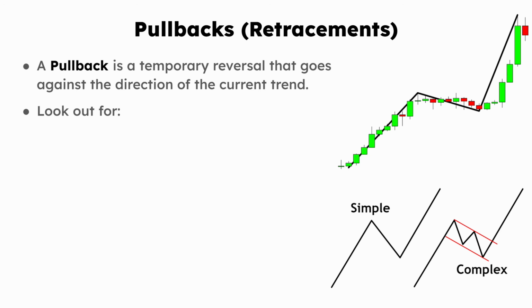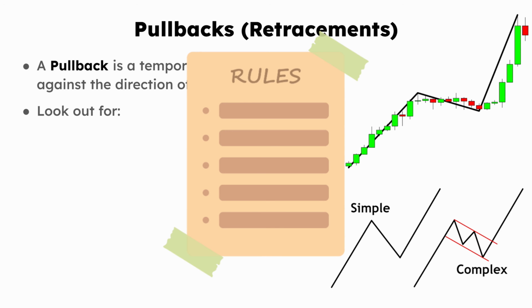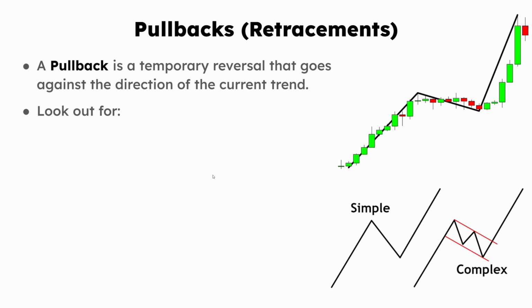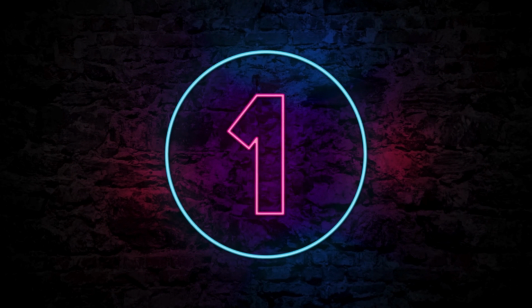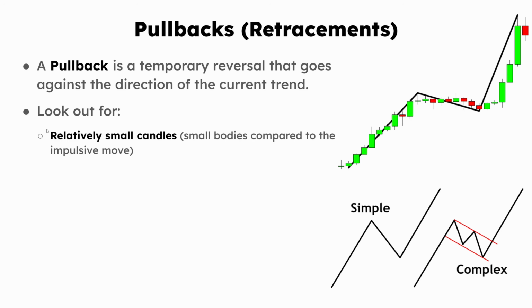But now, to simply say that a pullback is a temporary reversal might not be too helpful. So now let's once again take a look at some specific rules and signs to look out for to spot pullbacks. The first thing I'm looking out for in a pullback is that I want to see relatively small candles. So I want to see the bodies here to be pretty small compared to the impulsive move.